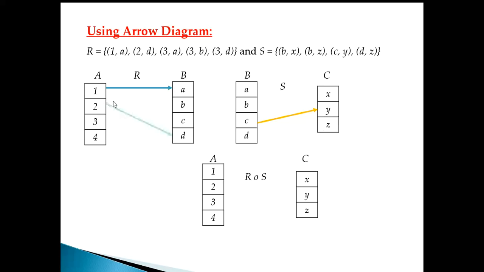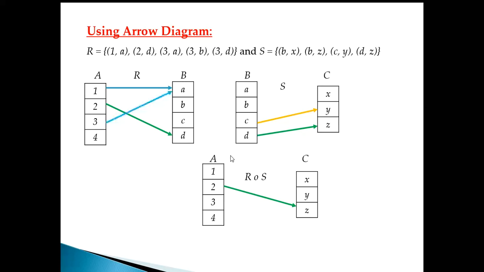Now second, 2 is related to D. Now check which element D is related to here. D is related to Z. It means that in our composition, 2 is related to Z. You can see here, 2 is related to Z.